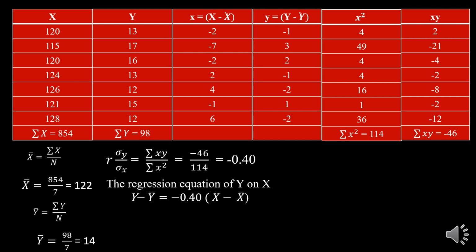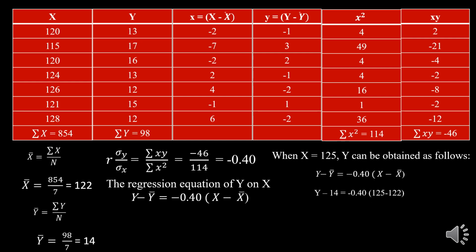Okay, now we'll put that into the equation. The regression equation of y on x is y minus y bar is equal to minus 0.40 into x minus x bar. So we can find out the value of y now. When x is equal to 125, y can be calculated like this: y minus y bar is equal to minus 0.40 into x minus x bar.